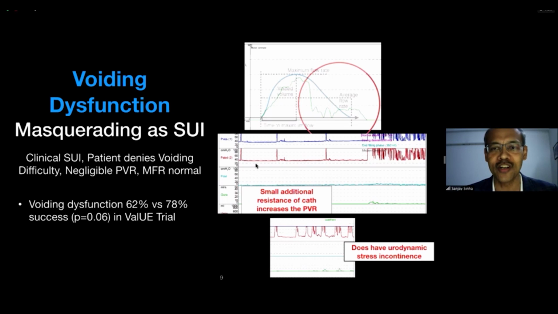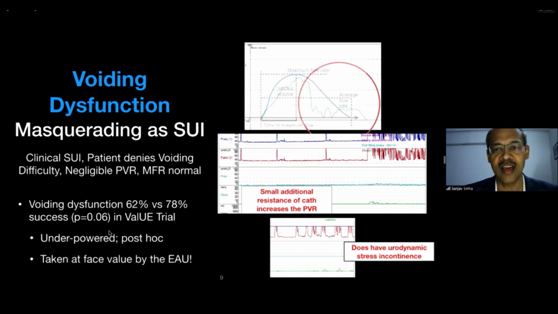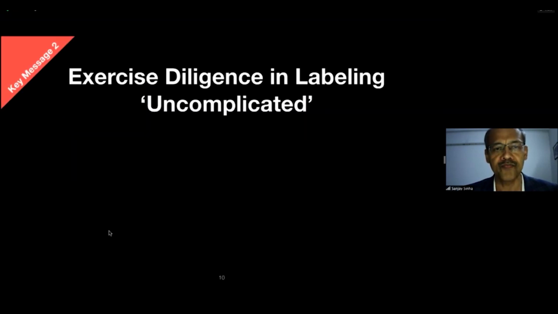voiding dysfunction on the urodynamics, there doesn't seem to be a difference in their outcomes based on the VALUE trial. And this difference was not statistically significant, but it almost came very close to becoming statistically significant. Remember, the VALUE trial was not powered for this particular purpose of looking for voiding dysfunction. It was a post hoc analysis taken at face value by all the guidelines. So be careful when your patient actually has some element of voiding dysfunction. These patients may not do that well.